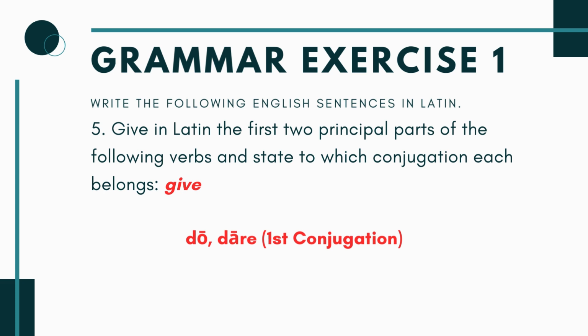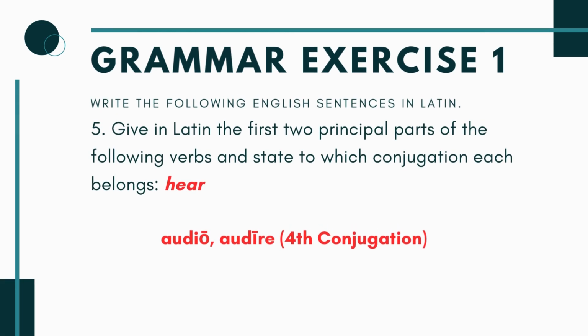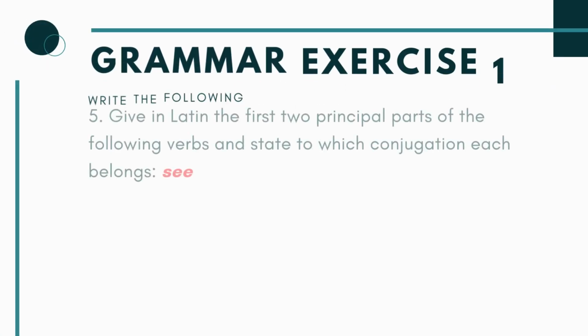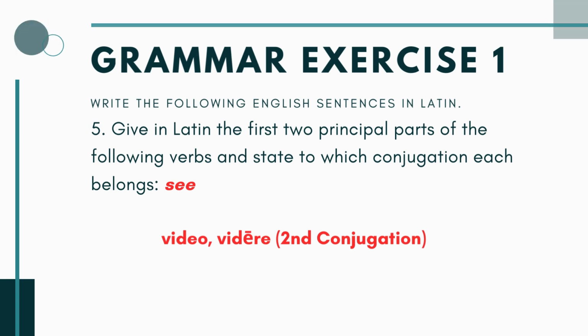But this is: give in Latin the first two principal parts of the following verbs and state to which conjugation each belongs. So we have the verb to give here, and again, we're writing it out. It's very similar to what we did in exercise 1, but we're just repeating again what the principal parts and the conjugation are. To give is do, dare, are, first conjugation. To hear is audio, audire, ire makes it a fourth conjugation verb. To see is video, videre, long ere makes it a second conjugation verb.